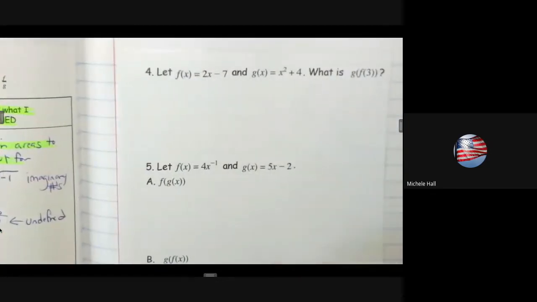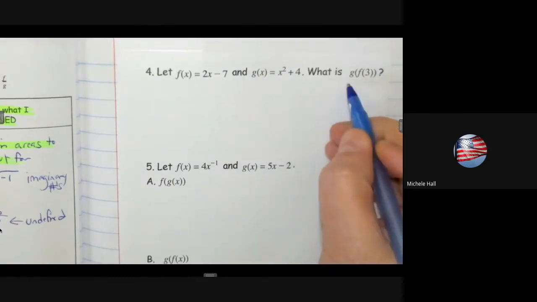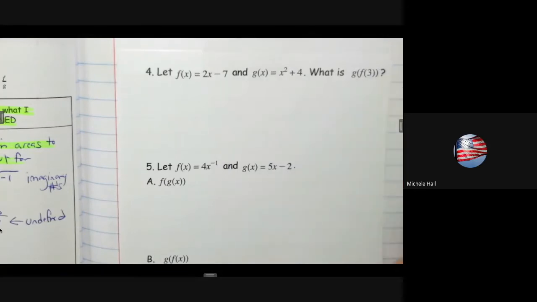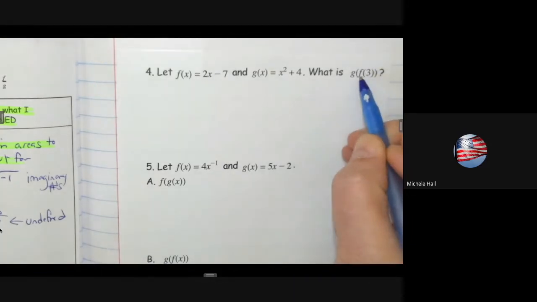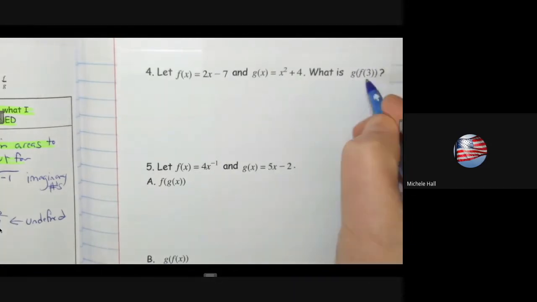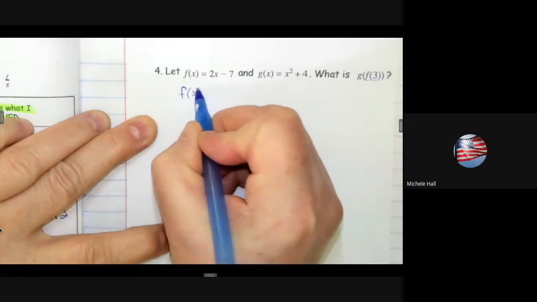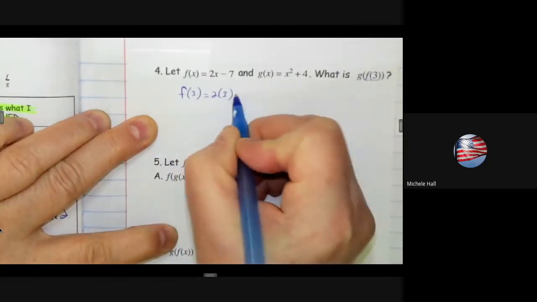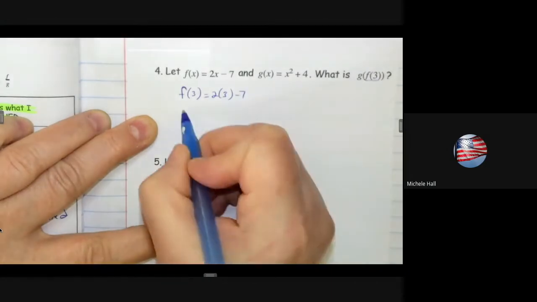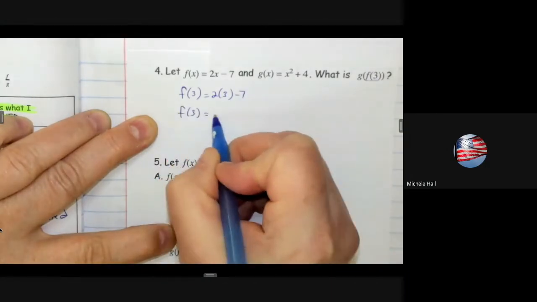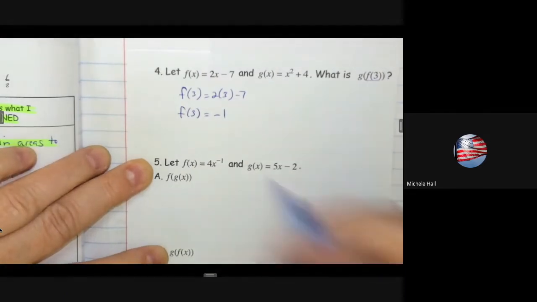Example 4, f of x equals 2x minus 7, g of x equals x squared plus 4. What is g of f of 3? You're putting a function f into g. You're putting 3 into the function f, and that answer is going to be put into the function of g. You need to start from the inside and start with f of 3 first. f of 3 equals 2 times 3 minus 7, 6 minus 7. f of 3 equals negative 1. That's the first step.